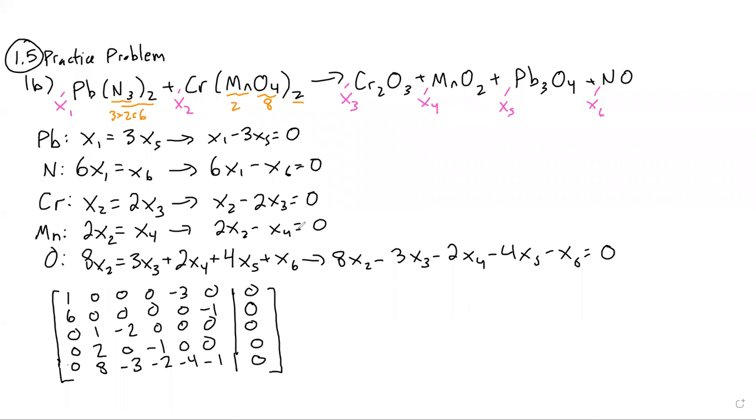And so what we're going to do is put this as close as we need to reduced echelon form. So I think my first step is going to be to get rid of that 6 there. Row 2 is going to be row 2 minus 6 of row 1.